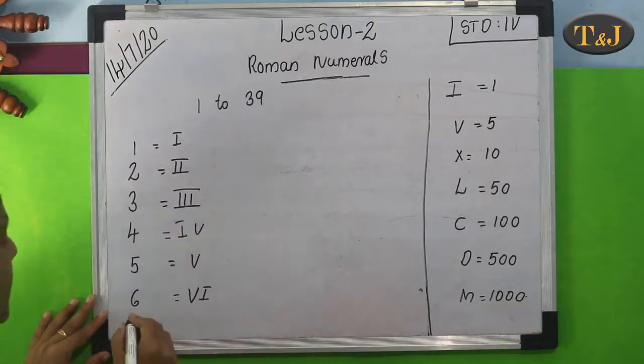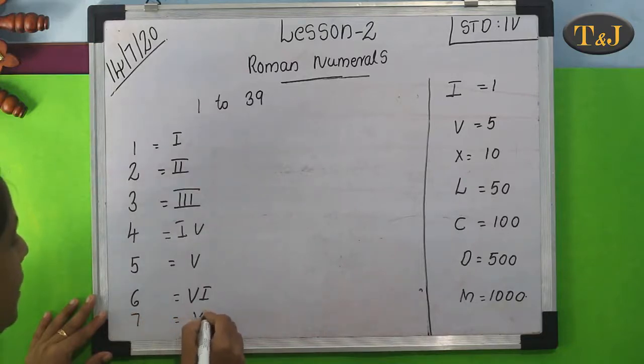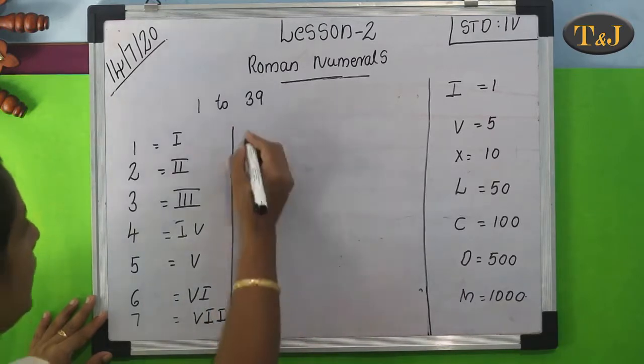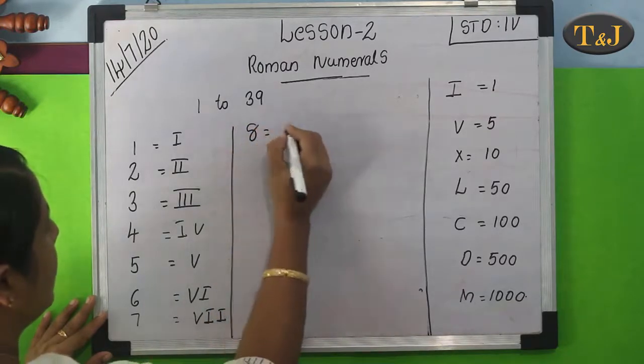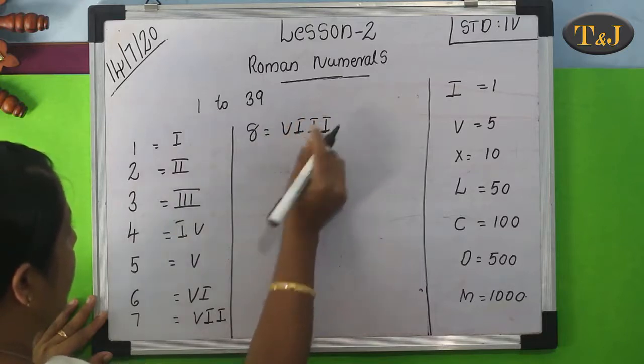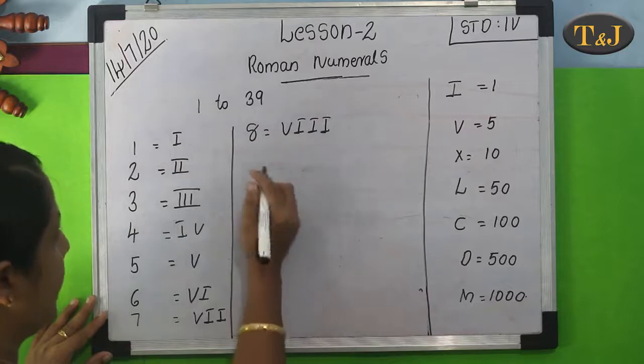Next we write the number 7. That is VII. That is V plus II equals 7. Next we write the number 8. That is VIII. That is V plus III equals 8.